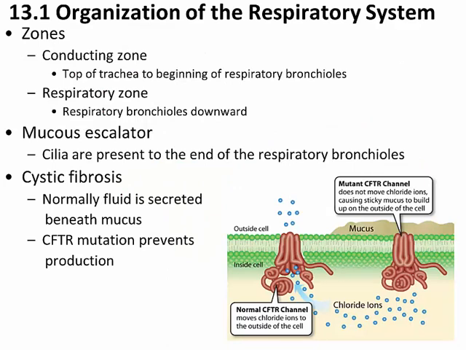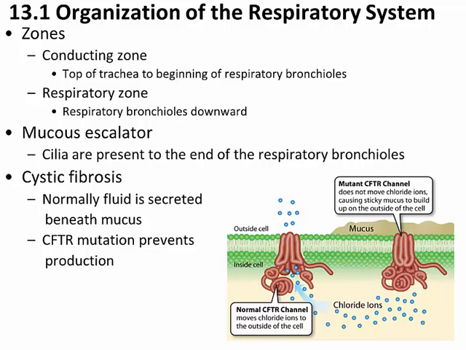We mentioned the conducting zone and the respiratory zone previously. The conducting zone, of course, begins at the top of the trachea and goes all the way down to the respiratory bronchioles, which are the first ones that contain alveoli, and therefore the first point at which gas exchange occurs. And then the respiratory zone is below that, the area at which there's gas exchange taking place.